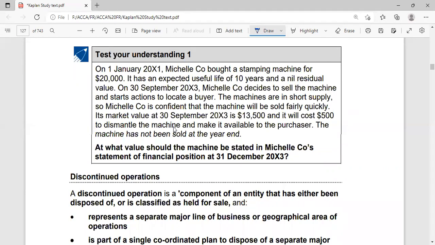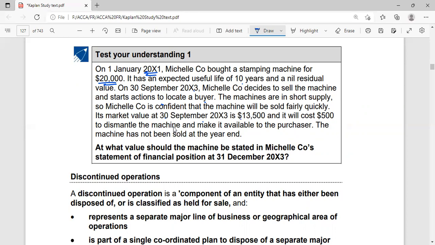Then, on 1st January 2001, Mitchell Co. bought a stamping machine for 20,000. It has an expected useful life of 10 years and nil residual value. On 30th September 2003, Mitchell Co. decided to sell the machine and started action to locate the buyer, which means the company classifies the asset as a non-current asset held for sale. Machines are in short supply, so Mitchell Co. is confident that the machine will be sold fairly quickly. Its market value on 30th September 2003 is 13,500 and it will cost 500 to sell.